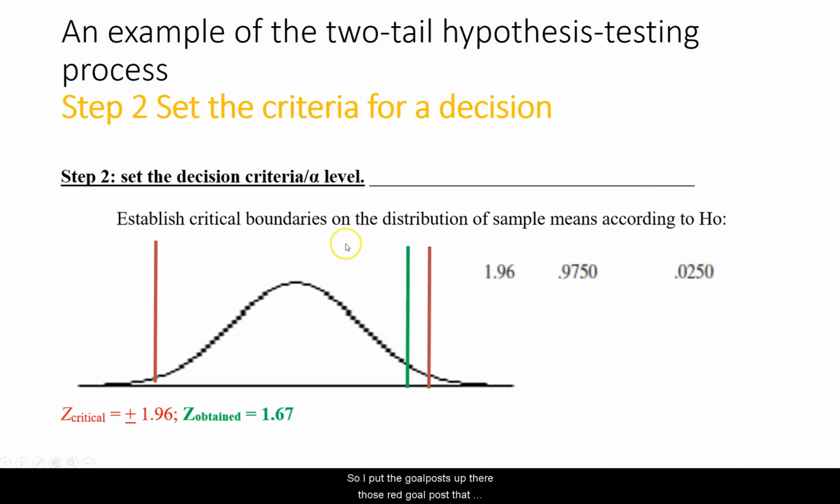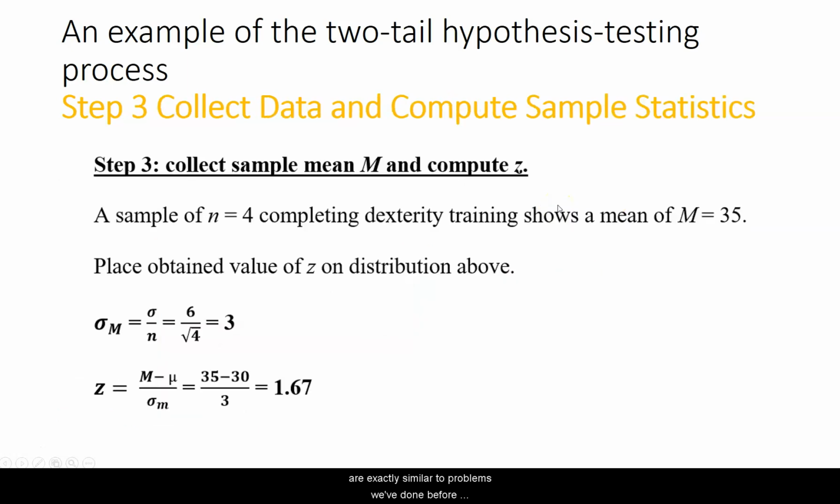So I put the goalposts up. There are those red goalposts that are exactly similar to problems that we've done before. And then here's the sample mean. I collect a sample of 4, just 4 people. That's not very many, is it? They complete dexterity training and show a mean of 35. I want to calculate z based on that. First, I take the standard deviation from the problem and the sample size and plug them in for my standard error. Sure enough, 6 over radical 4 is 6 over 2, which is 3. Then I plug that into z. It's 35 minus 30 over 3. 5 over 3 is 1.67. That's my z obtained, the obtained value of z.